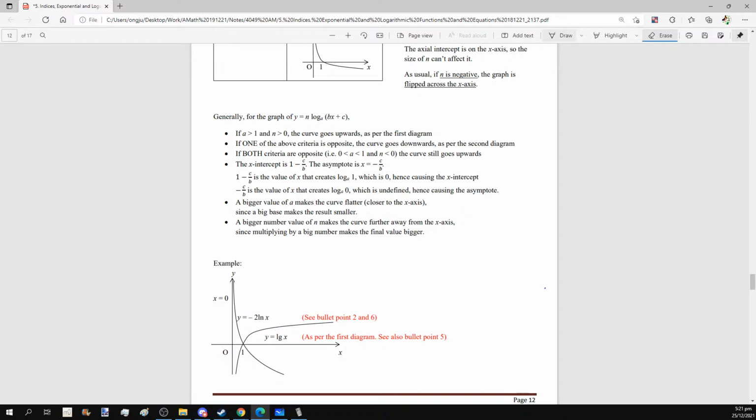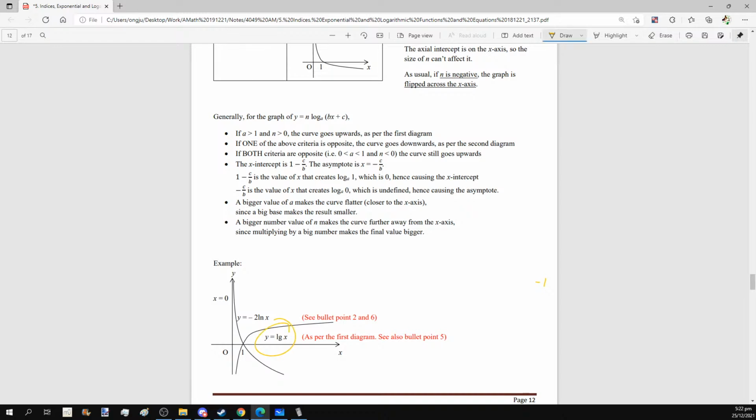Right, so over here we have an example at the bottom. They want us to draw lgx and negative 2 ln x. Be careful over here, negative in front of the ln does not mean decreasing with increasing rate. It merely means the logarithm graph, and then I flip vertically. If you remember, a minus sign on the entire algebra means that you will flip vertically across the x-axis.